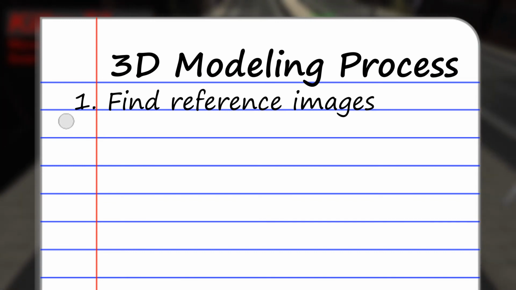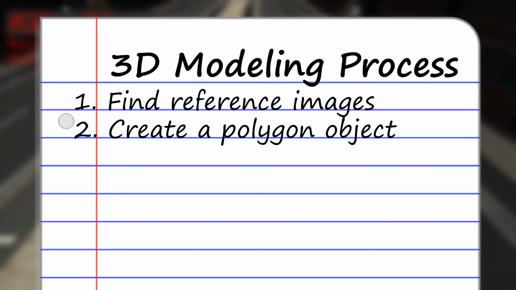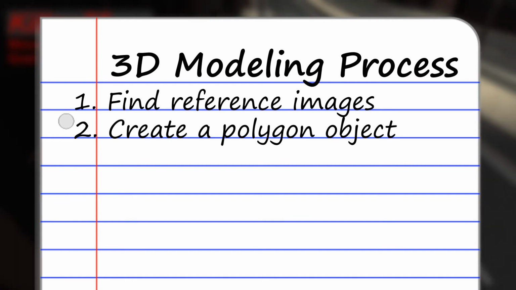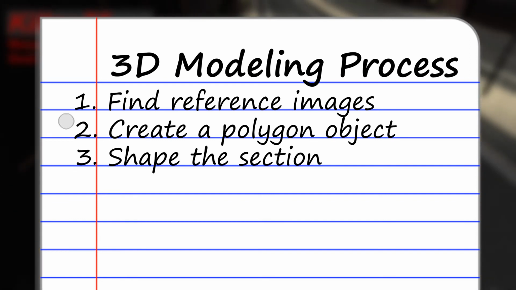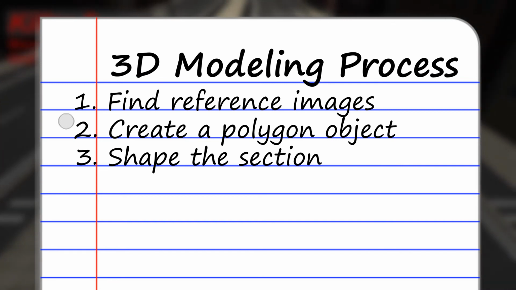Then, after importing those reference images, I create a standard polygon object like a sphere, a cube, or a cylinder, and align it to match up with a certain section of the model. I usually start with the most central piece, like in the case of a human body, the torso. From there, I shape the polygonal object to look more like what I'm trying to model. I do this by moving, rotating, and scaling the different edges, vertices, and faces.